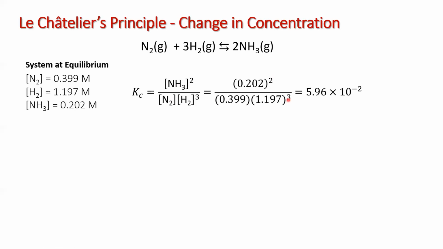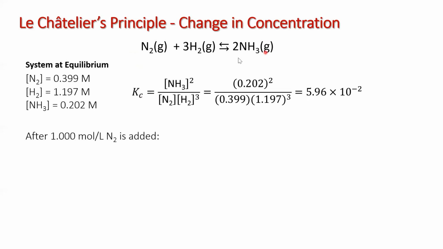Again, that order of operation in the calculator is going to be important. If we plug all this in the calculator the right way, we're going to get 5.96 times 10 to the negative 2. That's a constant for this reaction at whatever temperature it's at.